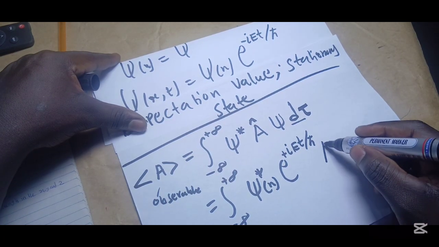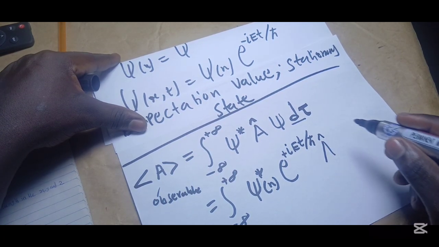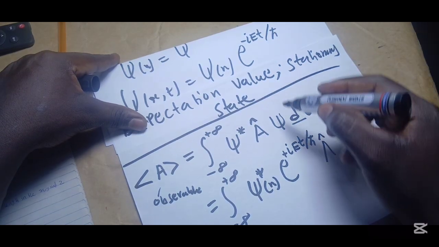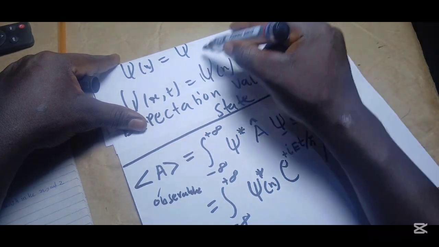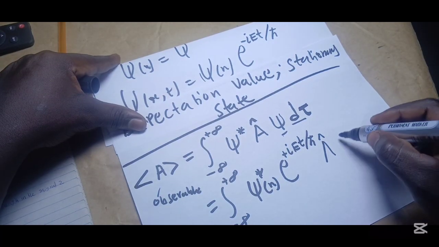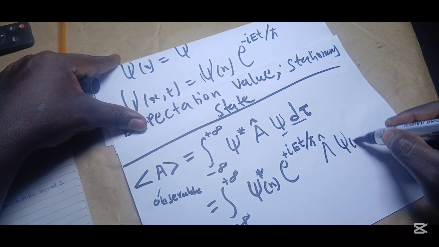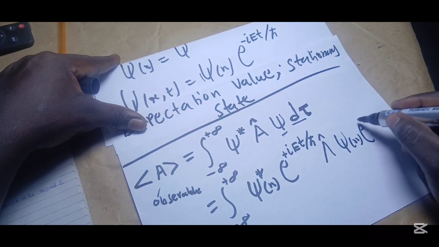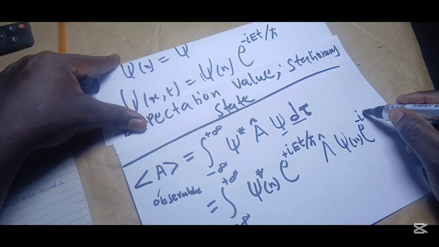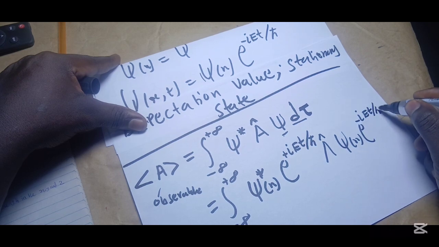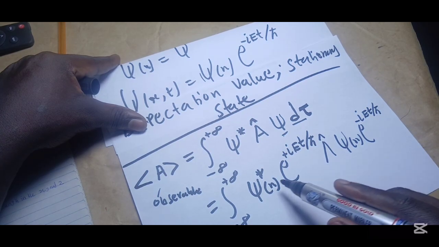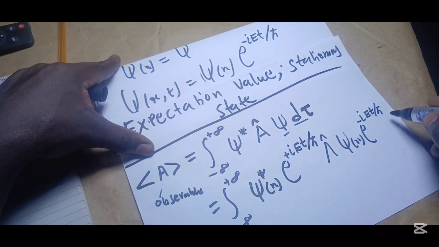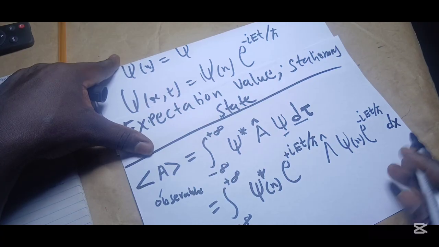And now we bring in our operator, and then the wave function itself, which is basically going to be this term here. So psi of x e to the power minus i E t over h bar. Then since the wave function is in terms of x here, we can just replace the volume element by dx.